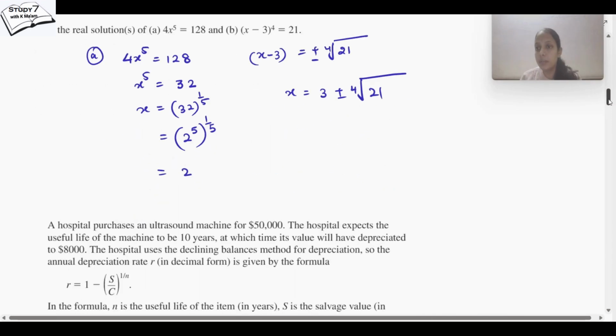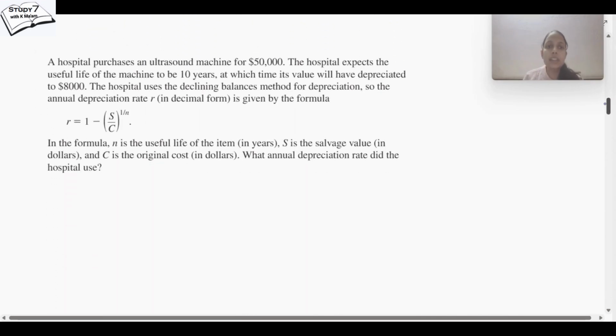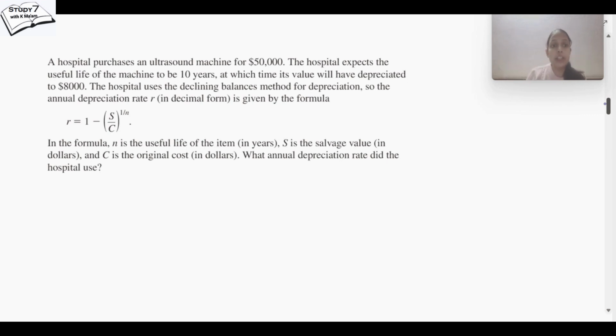Next question. A hospital purchases an ultrasound machine for $50,000. The hospital expects the useful life of the machine to be 10 years, at which time its value will be depreciated to $8,000. So from 50,000, it depreciated to 8,000. The hospital uses the declining balance method for depreciating. So they use this method.